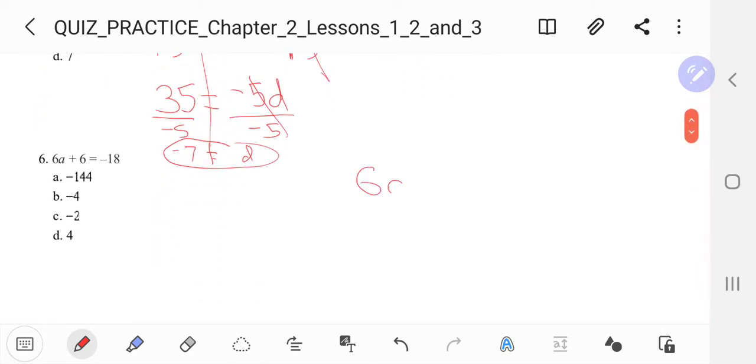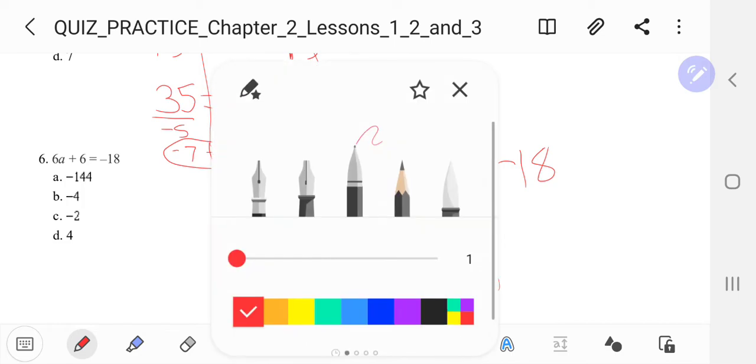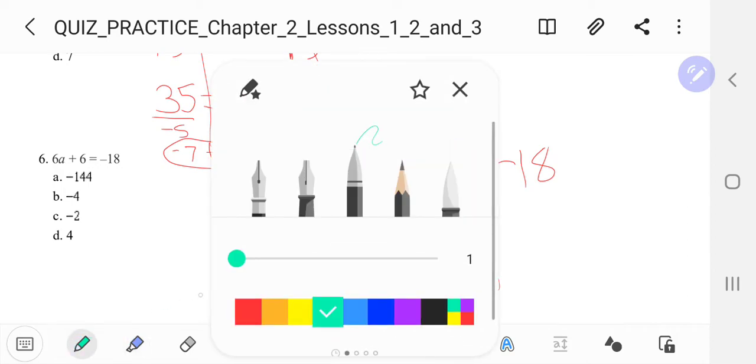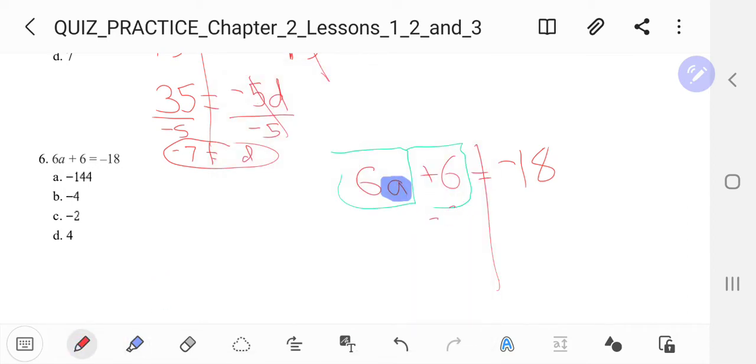Cruising. All right, 6a + 6 = -18. We're going to find that variable. There it is. Let's get rid of the 6 and the +6. But what order do we do it in? Well, we look at the terms and we notice we get rid of that non-variable term first. So we're going to subtract 6, subtract 6. 6a equals negative 24. Divide by 6, divide by 6. a equals negative 4.